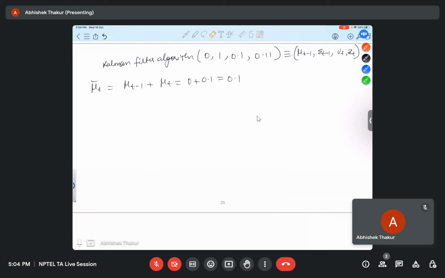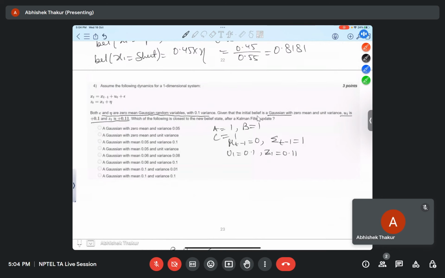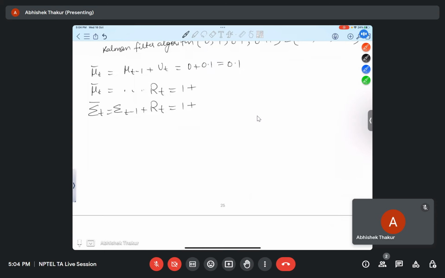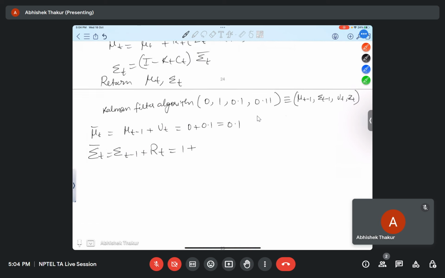Sorry, this is ut. Sigma bar t is equal to sigma t minus 1 plus Rt. So here that is equal to 1 plus, and here you can see the epsilon and eta are zero mean Gaussian random variables with 0.1 variance. So Rt and Qt are 0.1. So this will be 0.1, so this will be 1.1.